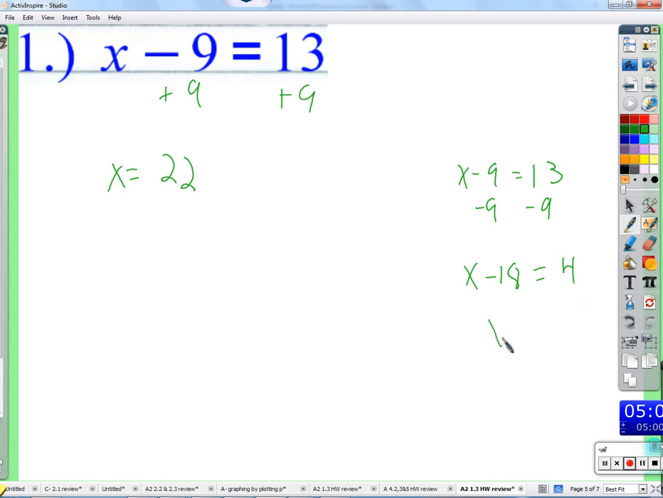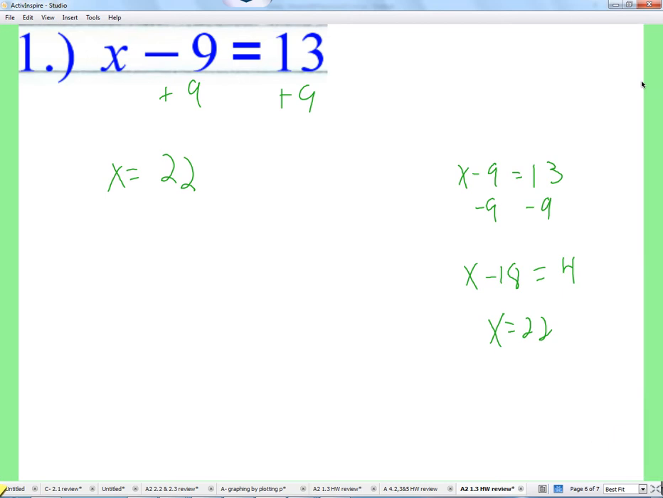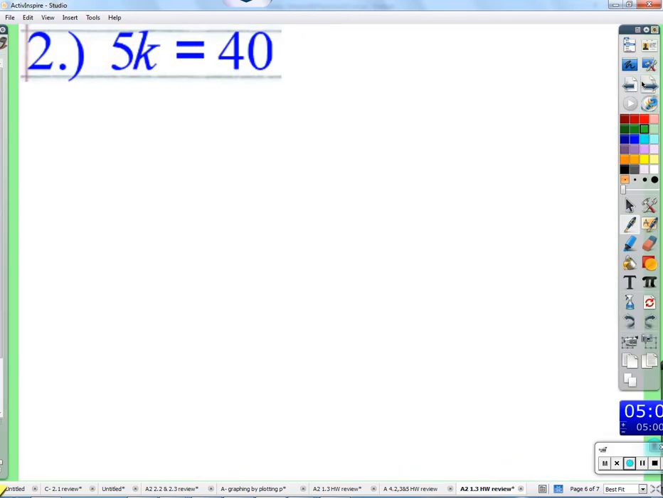All right, 5k equals 40. We want to know some number k. We know that if we multiply k by 5, we'll get 40. So that's too much. We obviously want 1/5 of this thing. It's 5 times as big as we want it to be.